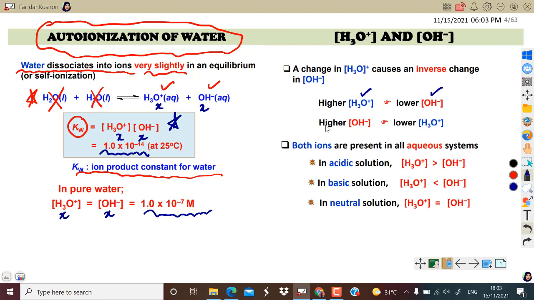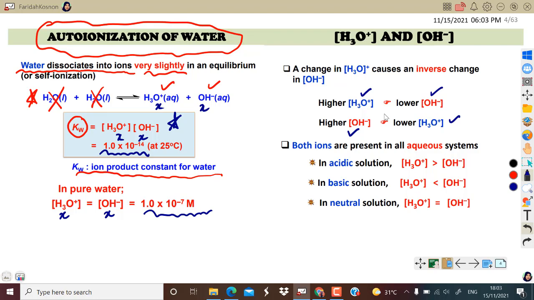Dia ni berkadar songsang. If the solution contains higher concentration of hydronium ion, the solution will have lower concentration of hydroxide ion and vice versa. Kalau solution itu mempunyai higher concentration of hydroxide ion, its concentration of hydronium ion will be lower.